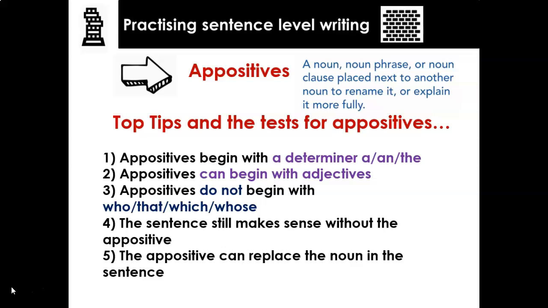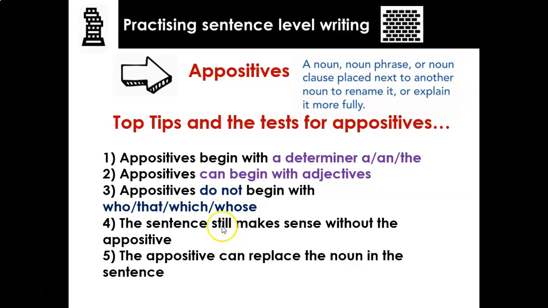Now this is the biggest area where we get stuck, because we can actually use what we call embedded clauses that tell us more about a noun, but that is not an appositive. It's an embedded clause, a relative clause, doing a different job. So if you're looking at a sentence and I'm asking which is the appositive and which isn't, if it begins with who, that, which, or whose, it is not an appositive. Like we've just seen, the sentence still makes sense without the appositive, and the appositive can replace the noun in the sentence. So these are our 5 top tips and tests for the appositive.